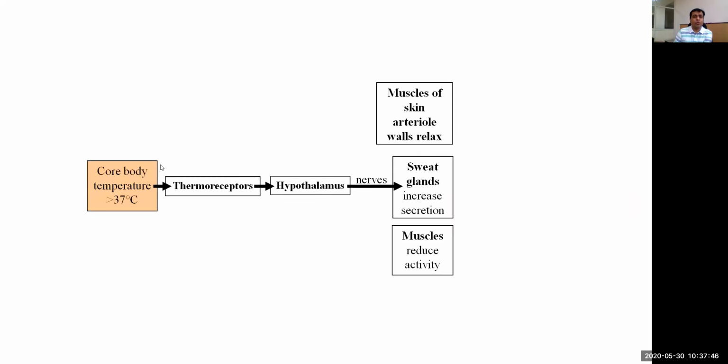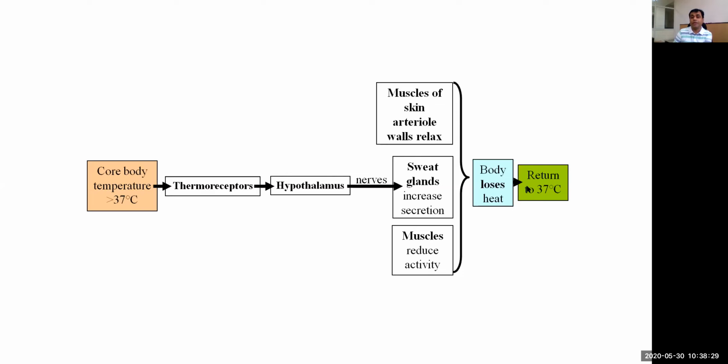Let us consider when the core temperature of the body is normal, that is, 37 degrees centigrade. When the body temperature increases above 37 degrees centigrade, the thermoreceptors get activated, which send signals to the hypothalamus, and through various nerves from the hypothalamus, the signals go to the sweat glands, to the muscles, and the muscles of the skin arteriole wall relax. What does it cause? It causes the body to lose heat. How? By increasing sweat, by reducing muscle activity, and by causing arteriolar dilation.